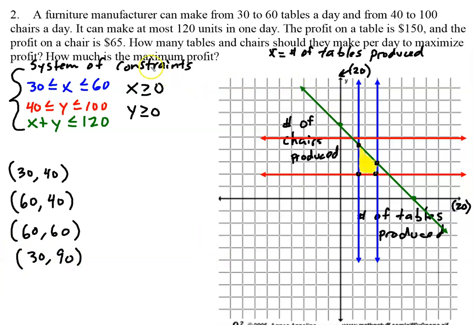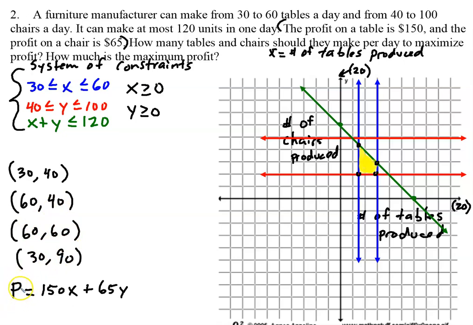Okay, so you'll always be told information about how to make either a profit function or a cost function, and you're always interested in maximizing profit. So the information we're given in this problem for profit is we make $150 on tables and $65 on chairs. So our profit function, I'll just call it P, is 150x plus 65y. And now, to optimize, we're just going to choose these ordered pairs, and we're looking for the ordered pair that gives us the highest number for P.